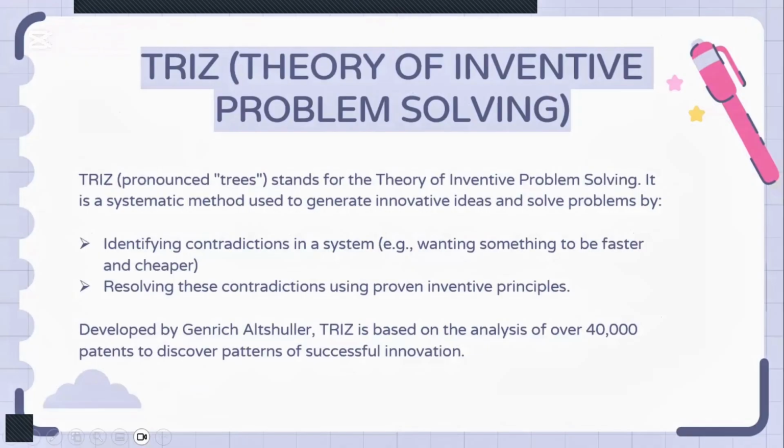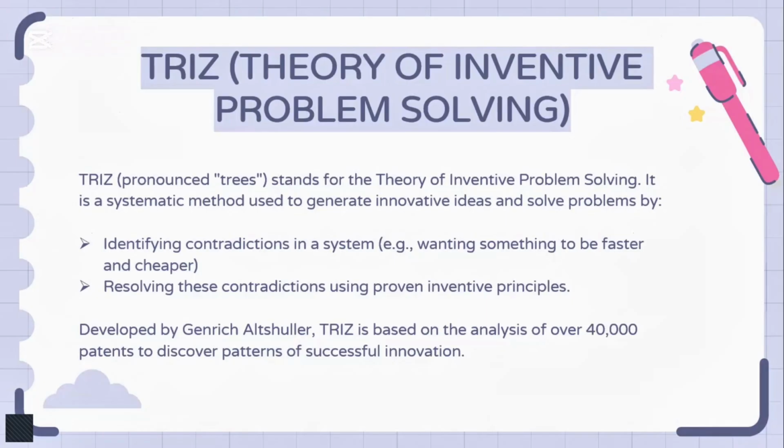We also have TRIZ, pronounced "trees." And in this case here, we are looking at the theory of inventive problem solving. So in this case, we are looking to try and solve problems, but it is more complex in nature. So we may look at identifying contradictions in a system. For example, wanting a product to move faster, but at the same time having it cheaper.